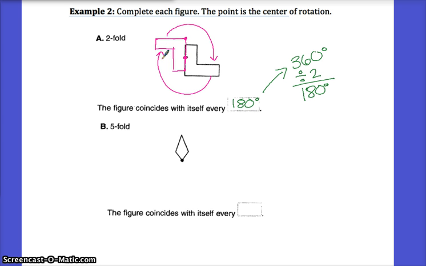Let's try another one. If it has 5 folds of symmetry, I like to think about how many degrees it needs to turn before it'll land on itself. Well, remember there's 360 degrees in a circle. Now in this one, we're going to divide it by 5. So the figure will coincide with itself every 72 degrees. So when I look at the center, if this is going to rotate and land on itself 5 times, from the center I need to have basically 5 wedges coming from it, right? And each point's rotating about 72 degrees, so a little less than 90 degrees, or a little less than a right angle. So I'm just going to approximate these right here.